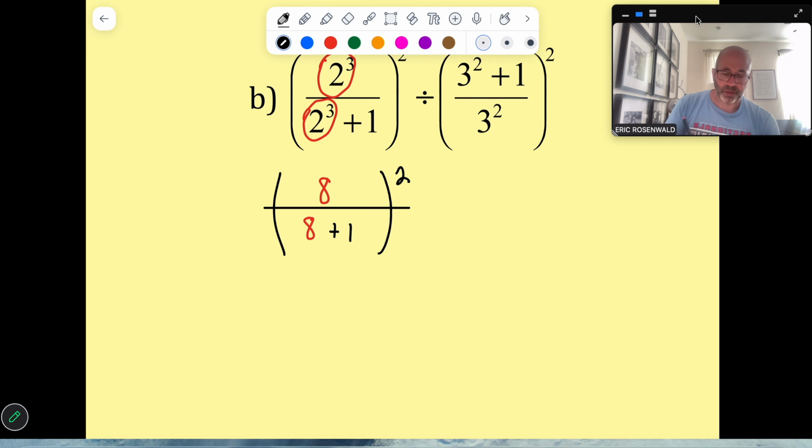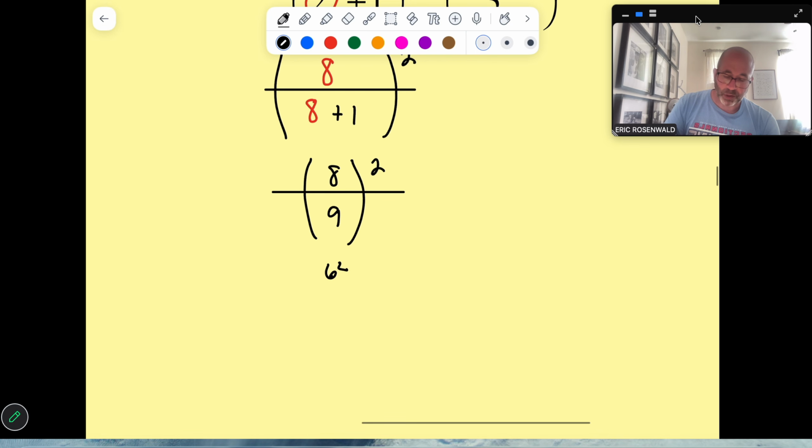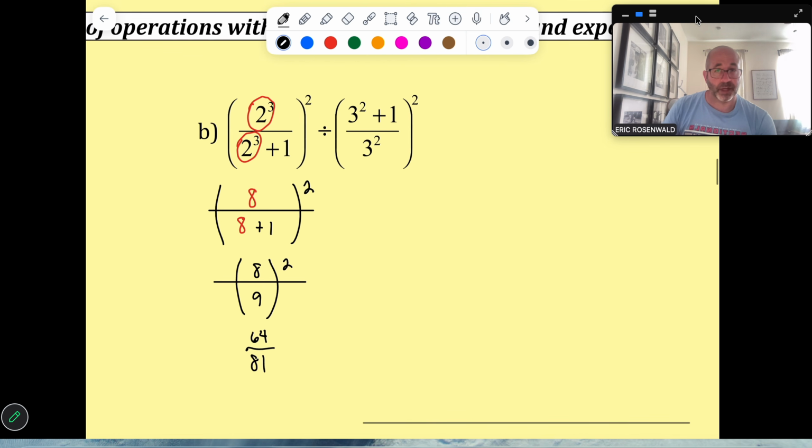Let's just continue working with this, okay? If I continue to simplify this, we're going to have 8 divided by 9, which will then be squared. And then from there, we have 64 divided by 81. So that's just our left side of this. Let's continue with the right side where we have more parentheses happening, okay?